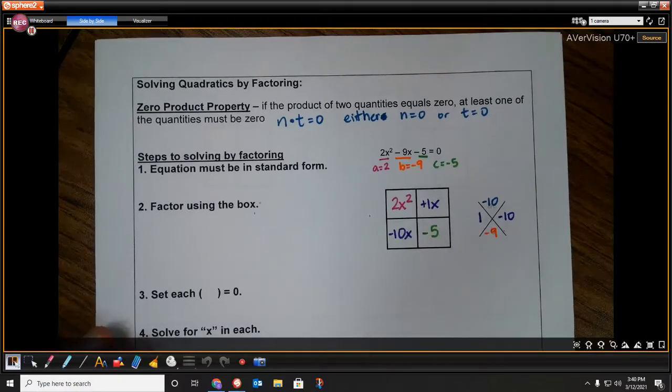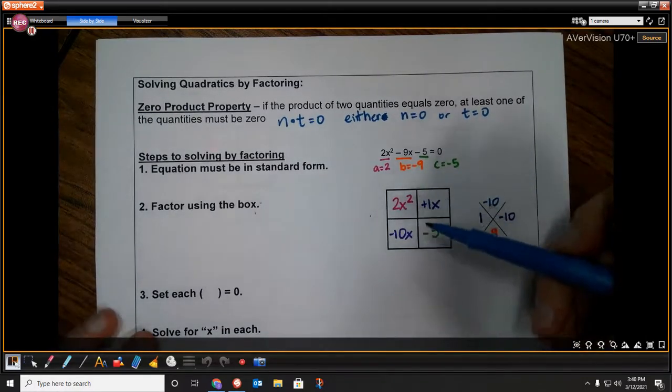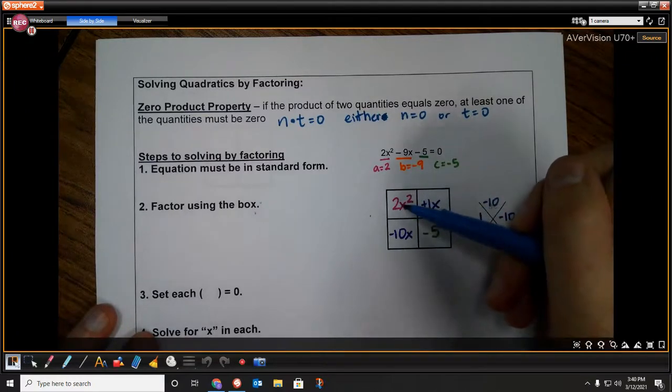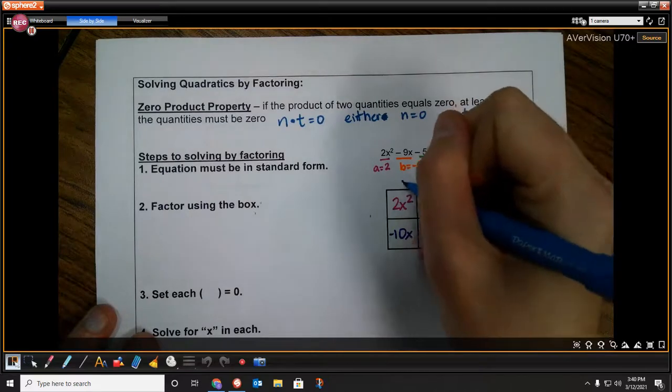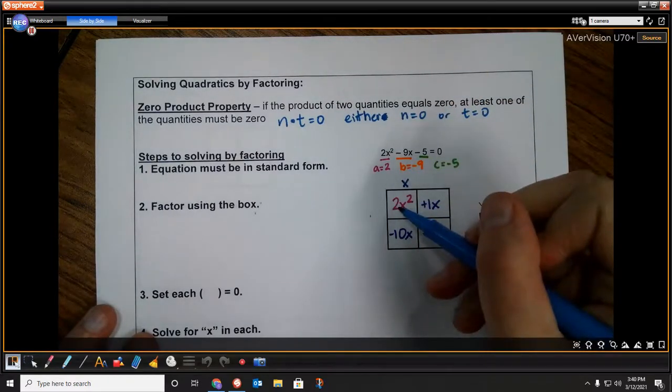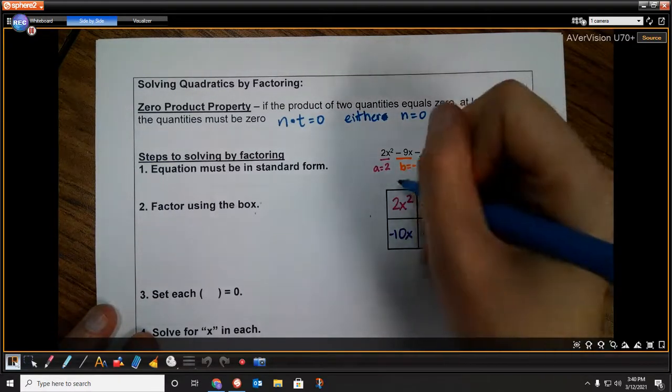Once we have that, we can go ahead and factor out our greatest common factor. So we would say, okay, 2x squared and 10x, what factors do they have in common? Well, they both have an x, but then they are also both divisible by 2.